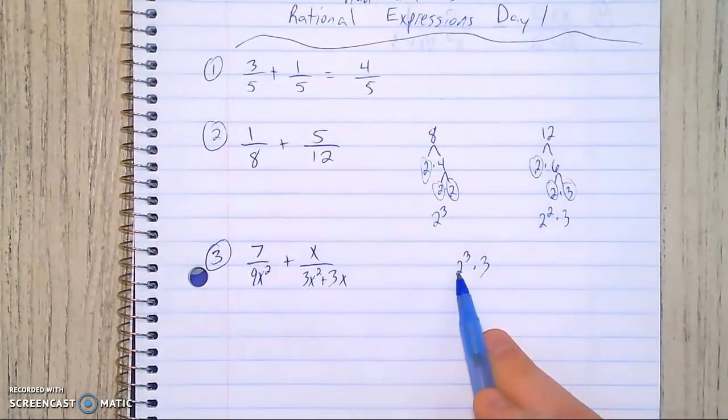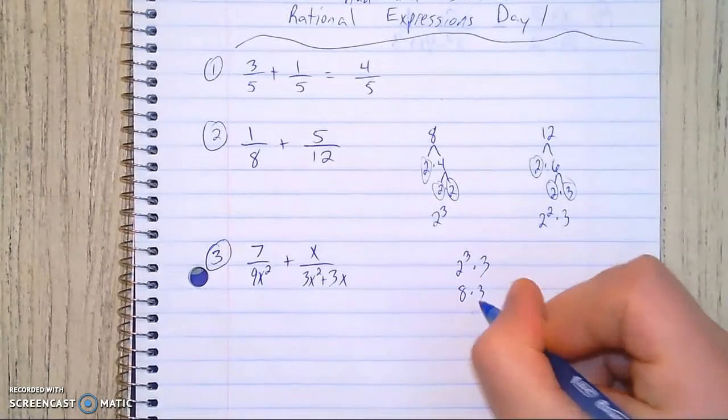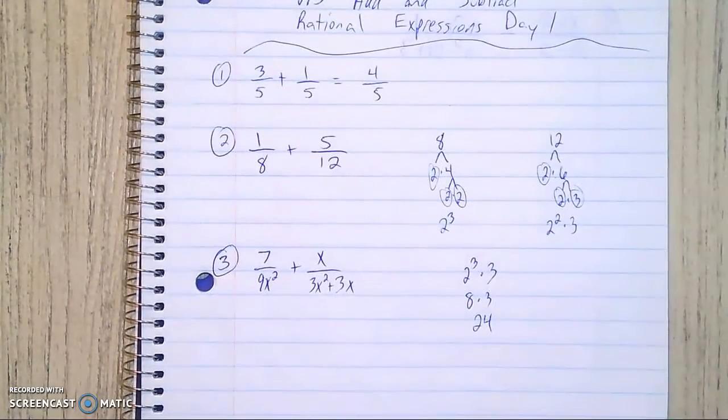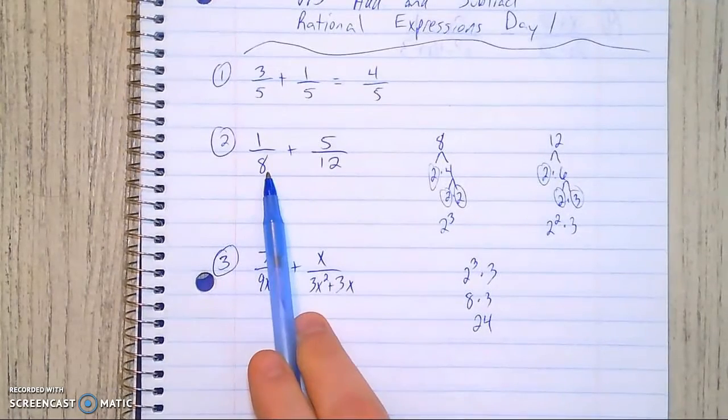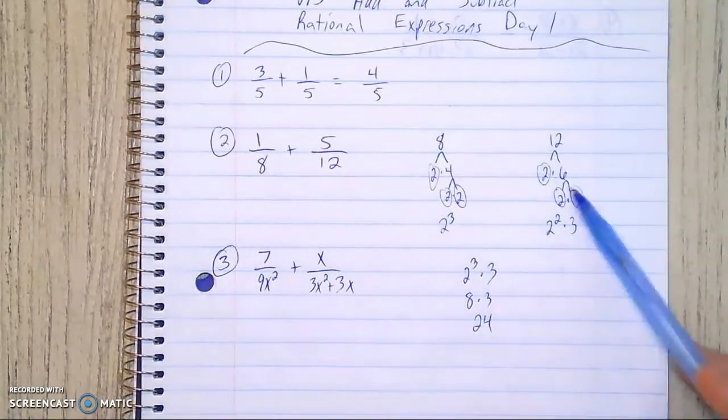And then if we multiply this out, 2 to the third is 8, and 8 times 3 is 24. Of course, that's the same common denominator you would have found the old way. But this is going to be much more helpful for us moving forward.